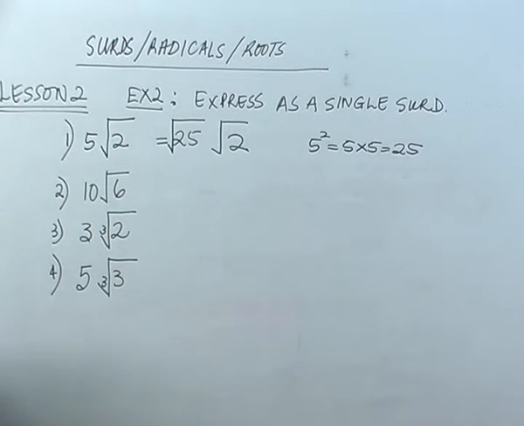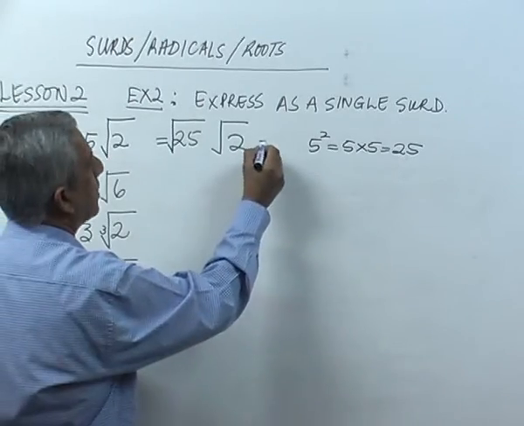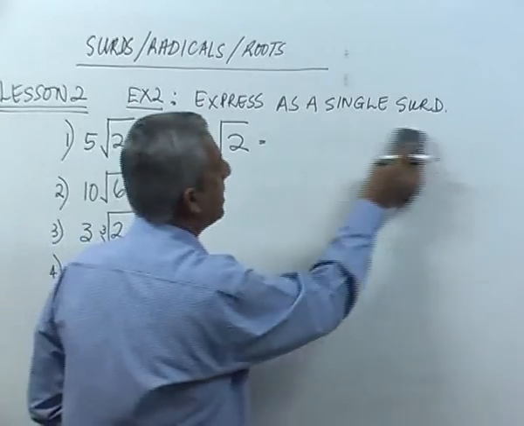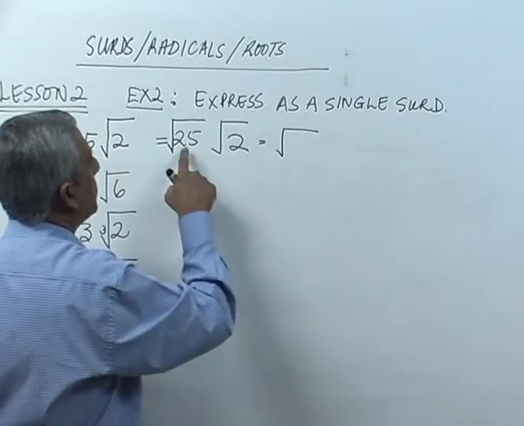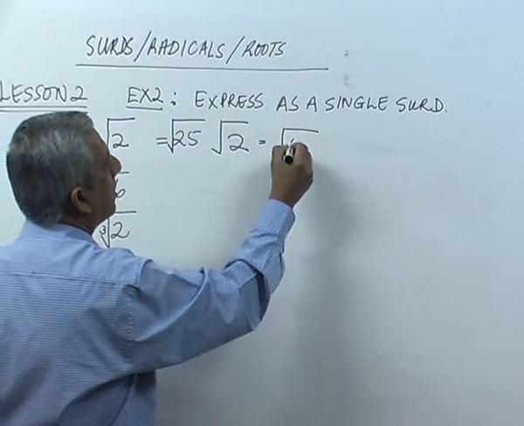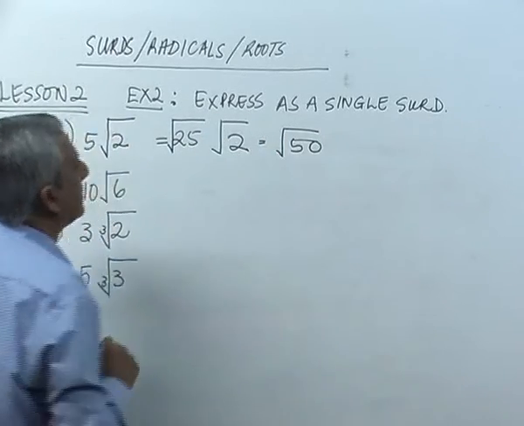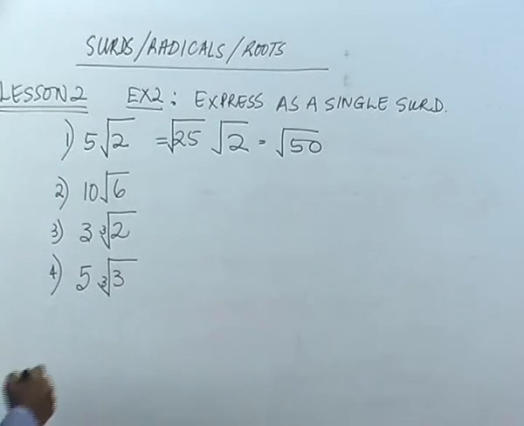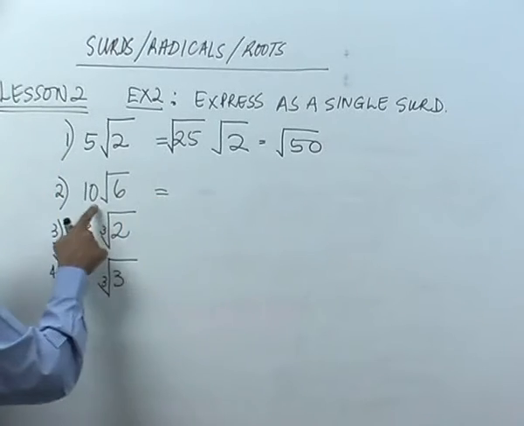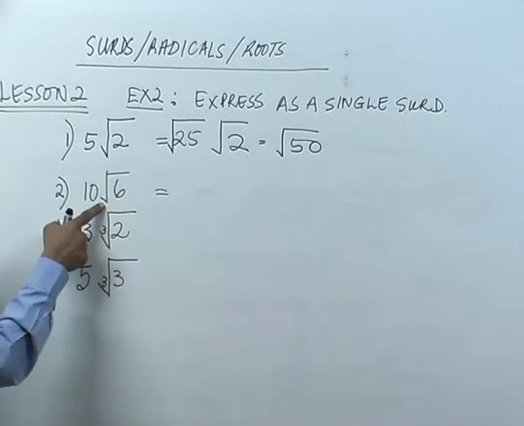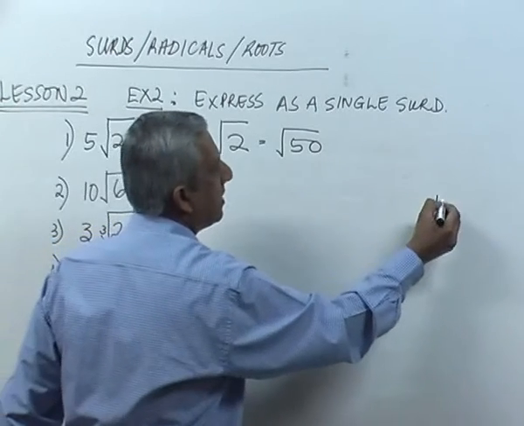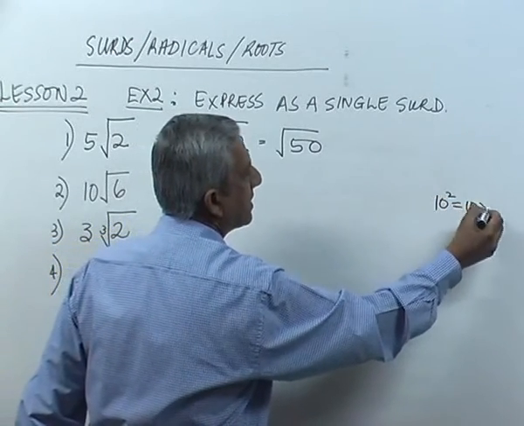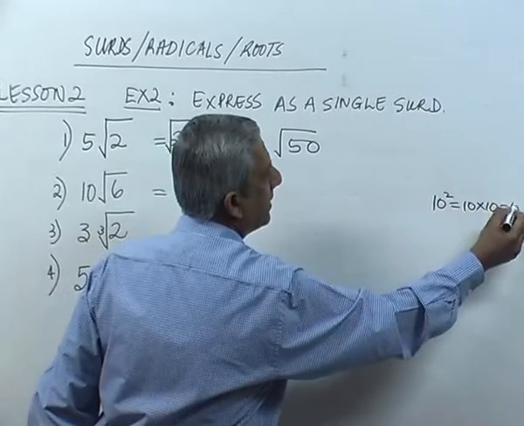And then this will be equal to, I can take this out now, square root of 25 times 2, 50. Right, let's do the next one. It's a square root sign. Therefore, I will take 10 and square it. You will take 10 and square it, which is 10 times 10, which is 100.